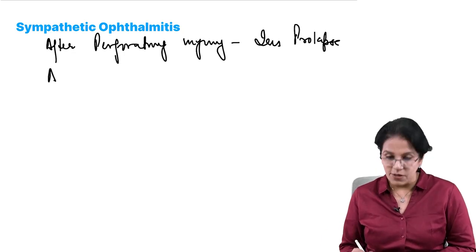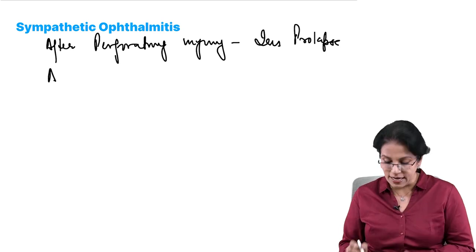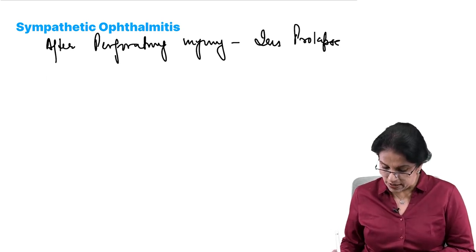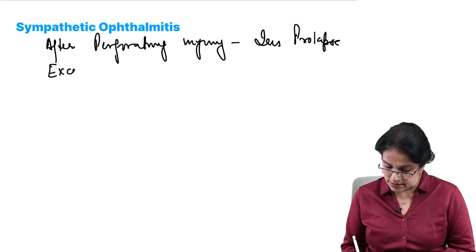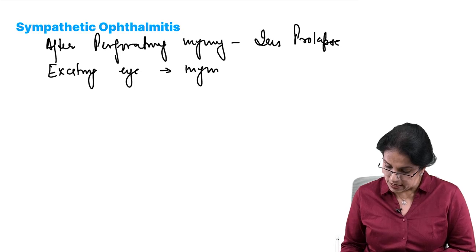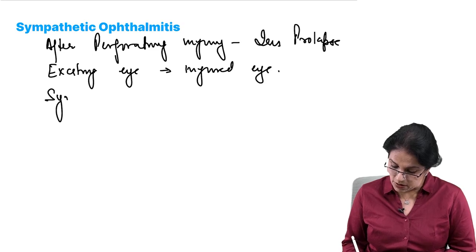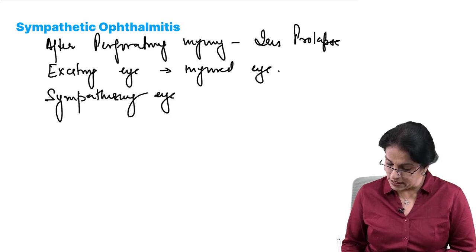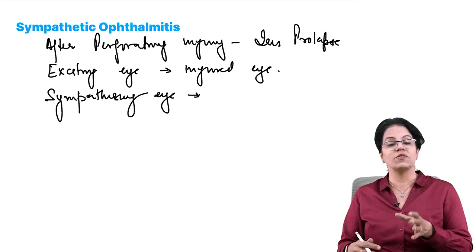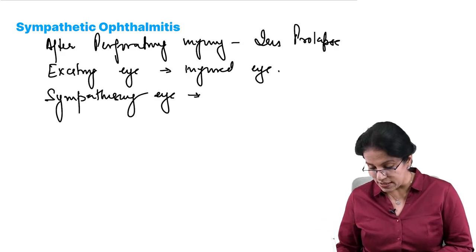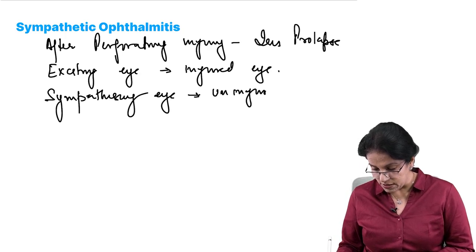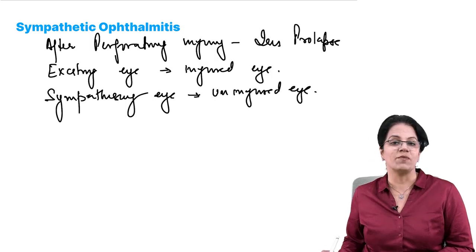So what happens? The eye which is injured is called the exciting eye, and so we can note this down as well, that the eye which is injured is the exciting eye, the traumatized eye, that is the injured eye, and the eye which is normal but is getting this uveitis is called the sympathizing eye, right? Why? Because this was not affected, but just because of the autoimmune reaction, there is a uveitis in this eye as well. So this is the uninjured eye. So this is why we call this sympathetic ophthalmitis.